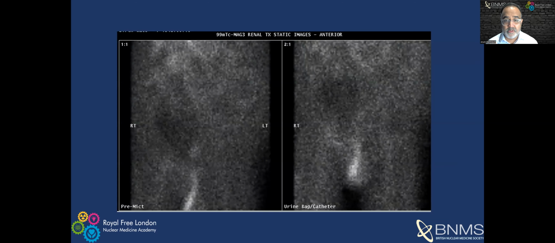So this is an example of a right iliac fossa transplant kidney with a single artery that was completely occluded, and you can see there's a photopenic defect in the right iliac fossa, which corresponds to this infarcted kidney.